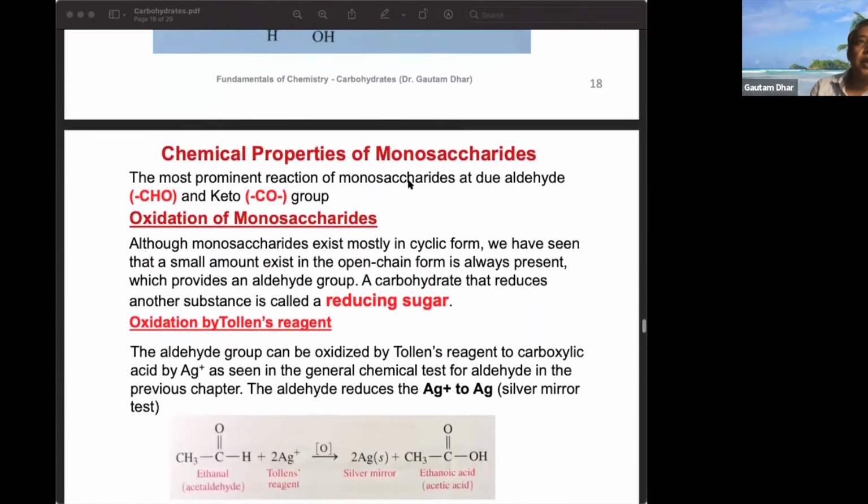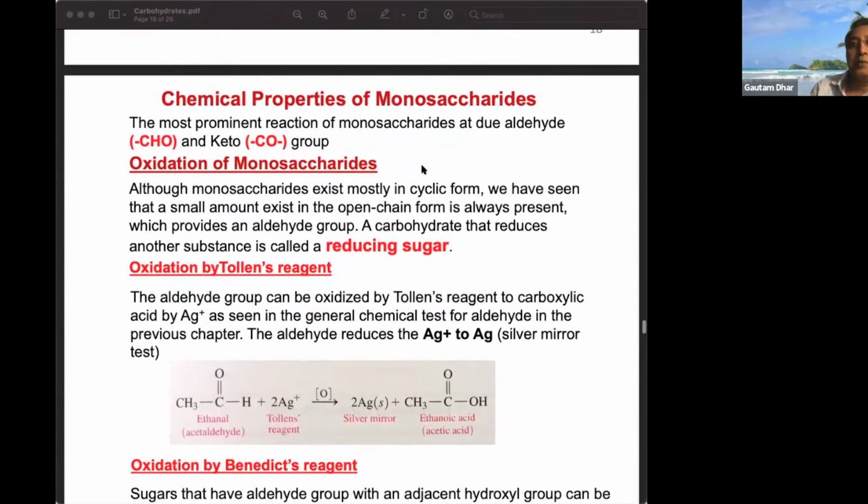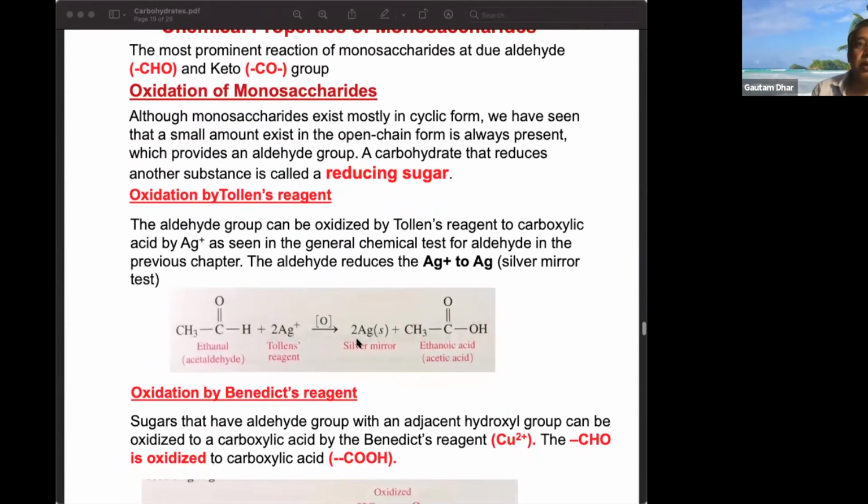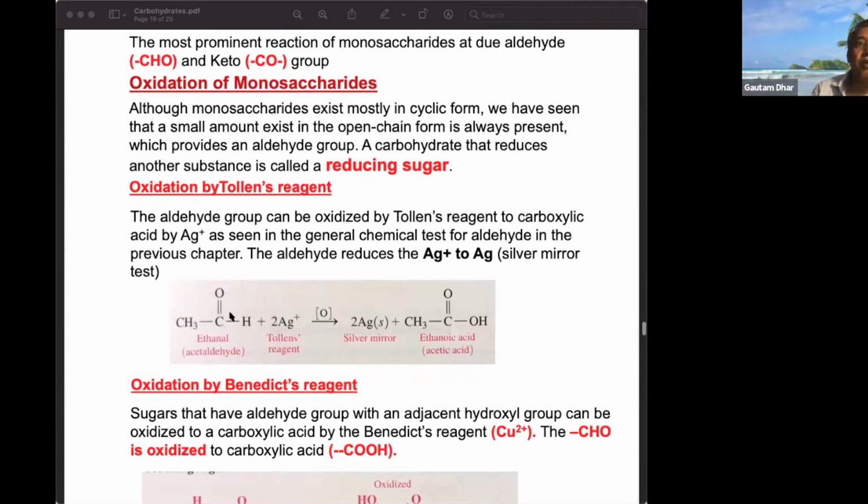Now, chemical properties of the monosaccharides. That means we are looking at one unit. Depending on whether it's an aldehyde or ketone, you can oxidize the aldehyde, and they are called reducing sugars. If you use Tollens reagent, ammoniacal silver nitrate, you get a silver mirror, and the corresponding aldehyde gets oxidized to an acid group. Same for glucose. If you do that on glucose, then it becomes gluconic acid.